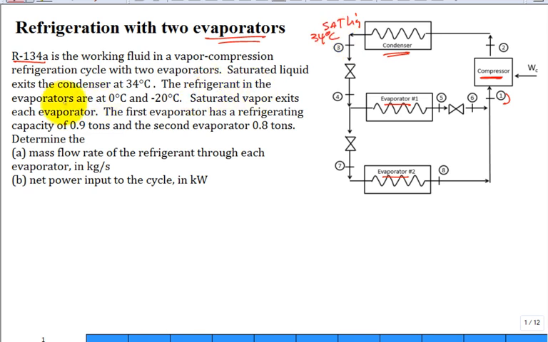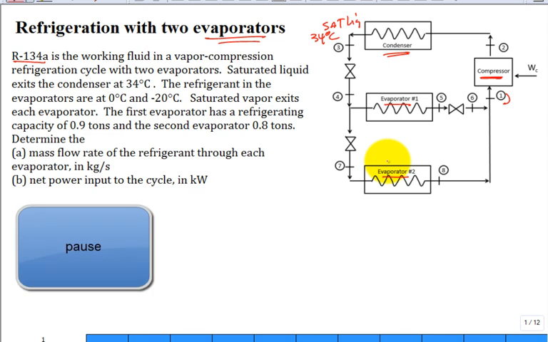The refrigerant in the evaporators is at 0 C and negative 20 C. So which one do you think is at a lower pressure? Which one do you think is at a lower temperature? I'm going to pause and walk around. You tell me which one's at 0 and which one's at negative 20. And if you have your tables, it'll be really helpful. Tell me the pressure of the condenser, and then tell me the pressures of those two evaporators. Hands on. You've got to do it.